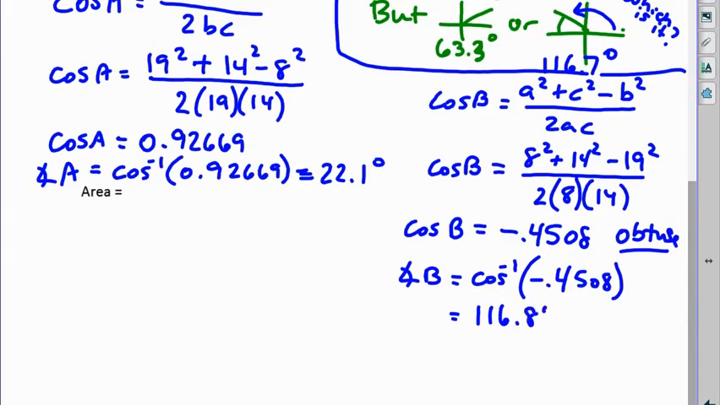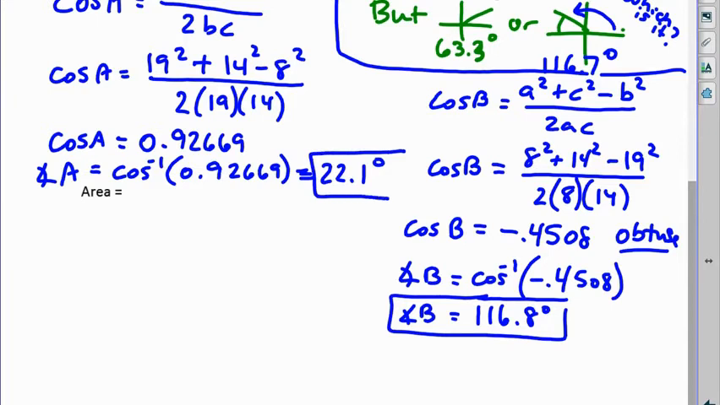Actually, with more precise rounding, I get angle B as 116.8. Now that I know two of my angles, angle A and angle B, I will get angle C. You could always use the law of cosines for this next angle, and if it matches, so that when you add the three angles you get 180, that's a great way to check yourself.